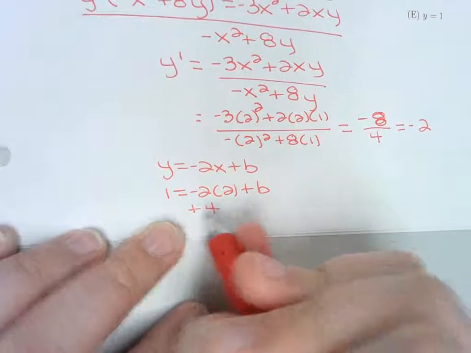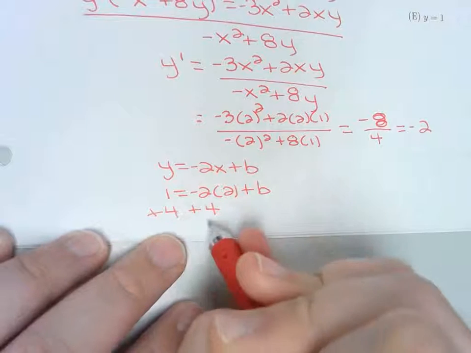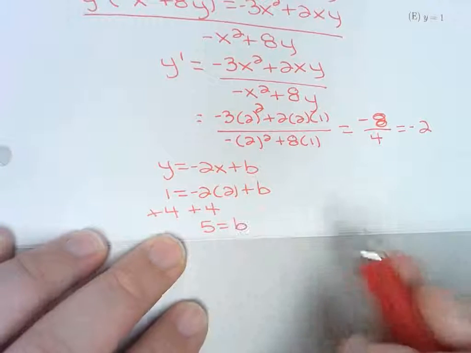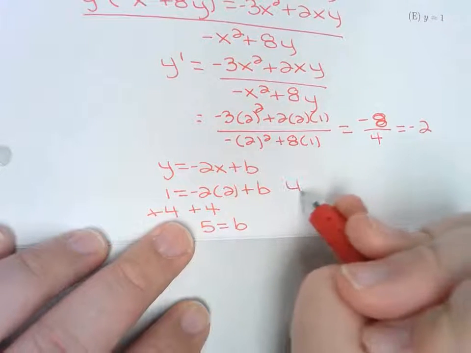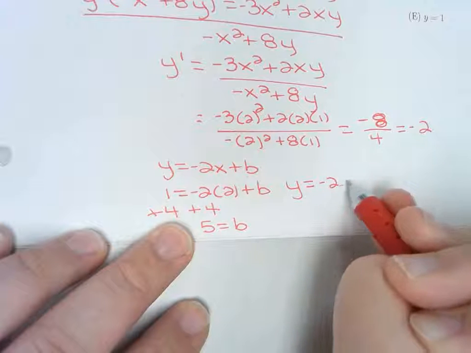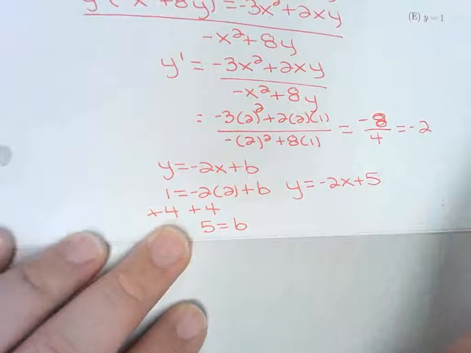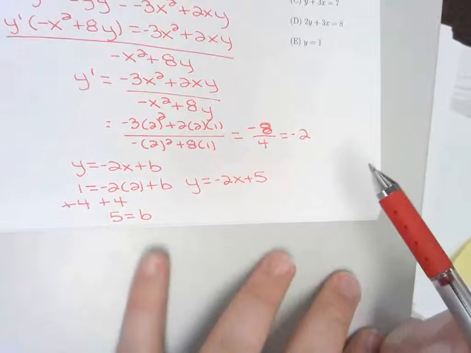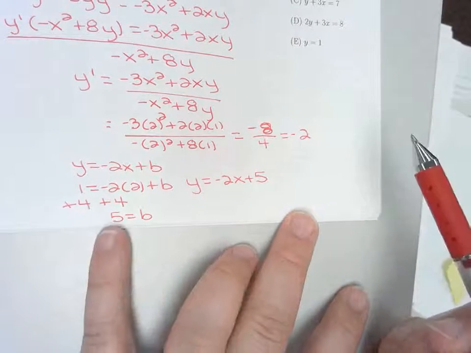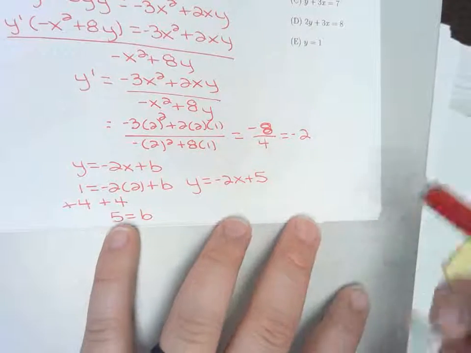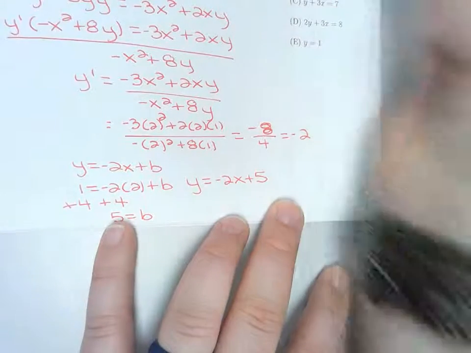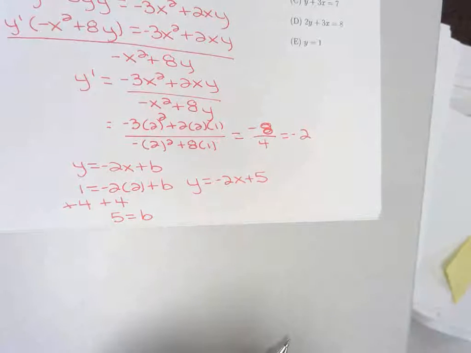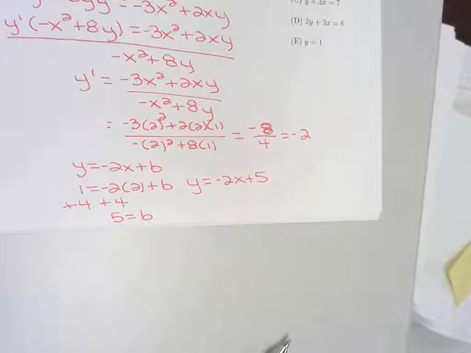Add the 4. So 5 equals b, right? Yeah. So your equation in slope-intercept form is y equals -2x plus 5. And you can kind of use common sense and figure out which one it is. It is A. So you could probably technically have figured it out just knowing the slope was -2, but just in case it's short answer, I wanted to finish it for you.